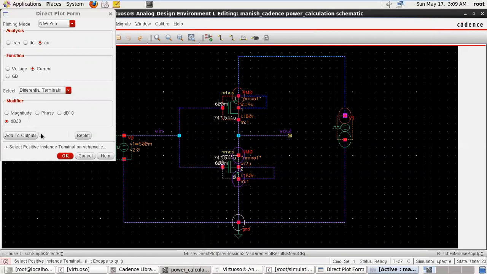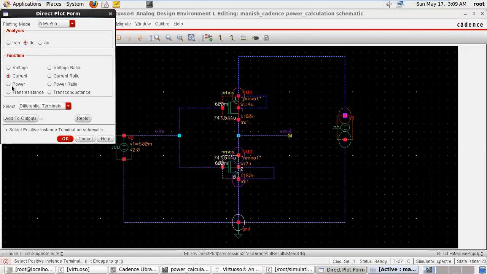So in inverter analysis, these are the important transient, DC and AC analyses. You can calculate any type of power, DC, AC or transient. You can calculate the total power. You can calculate the voltage, current or power between the nodes, between the instances. So any type of power can be calculated using Cadence.